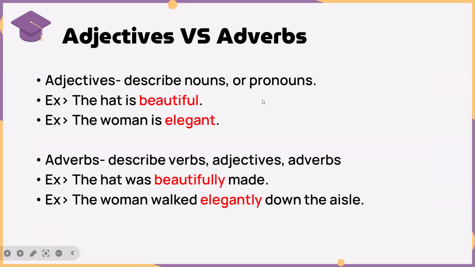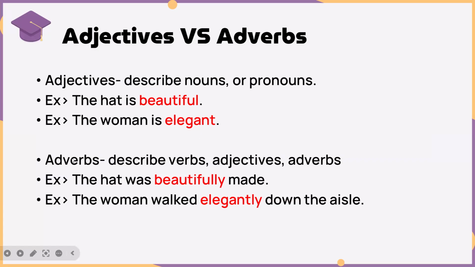Now, let's move on to the difference between the adjectives and the adverbs. The adjectives and the adverbs are normally confused in English by ESL students. So first, let's look at the adjectives. We're going to use the adjectives to describe nouns or pronouns in a sentence. So all the things, whether that be human, animals, things, ideas, etc. We're going to use adjectives. The hat is beautiful. The woman is elegant.